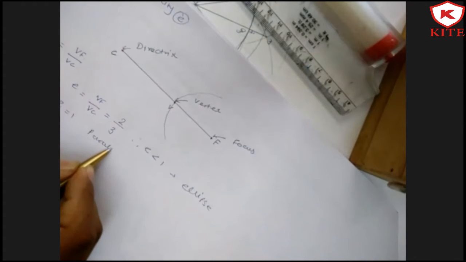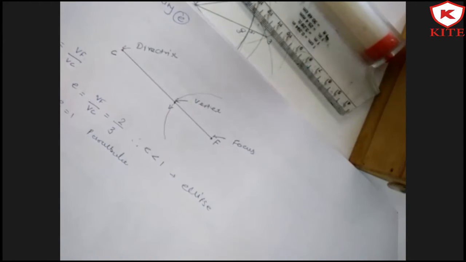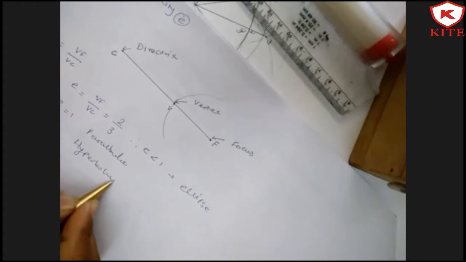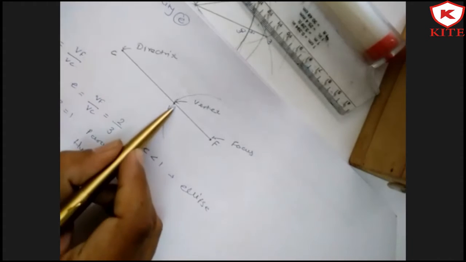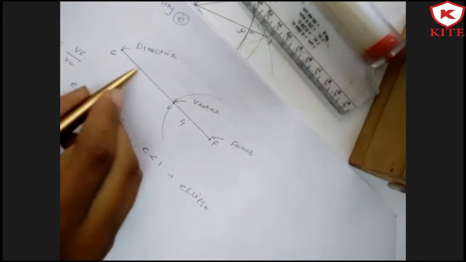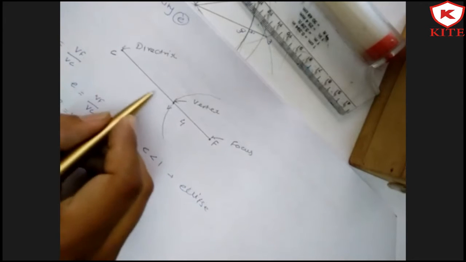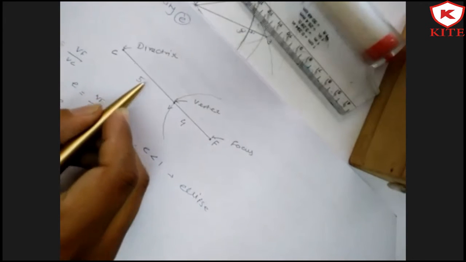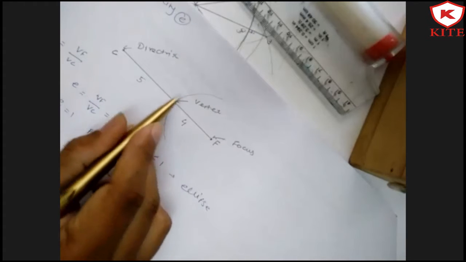When E equals 1, it is a parabola. When E is greater than 1, it is a hyperbola. Right? So let us see here. Whenever the VF distance is, suppose, 4 and the VC distance is, suppose, 5, then this curve generated is an ellipse.